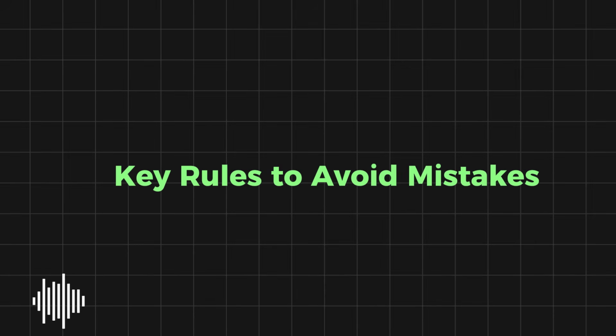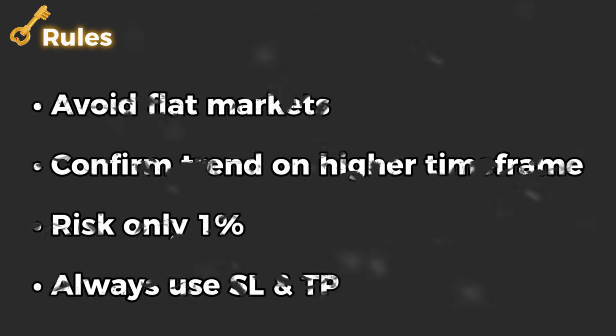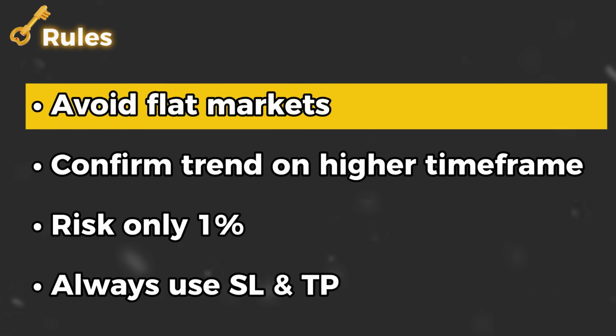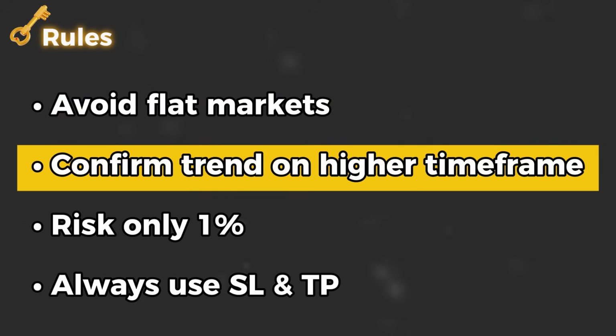Key rules to avoid mistakes. Even when we use Ultimate RSI and MACD, there are a few important rules we must follow to avoid mistakes. First, don't trade in flat or sideways markets. When the market isn't trending, indicators can give false signals. Second, always check a higher time frame to confirm the overall trend. This helps you see the big picture and avoid bad trades.